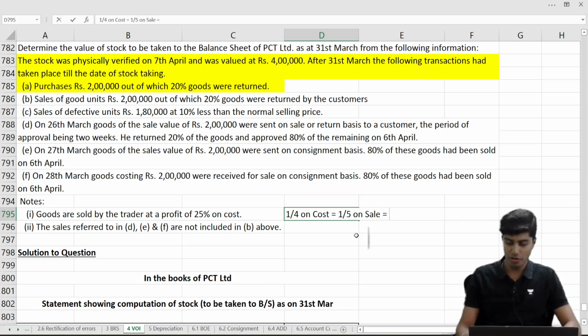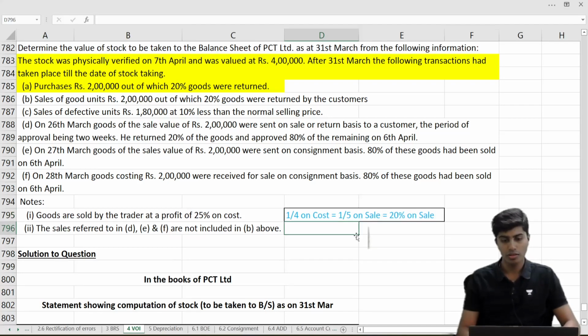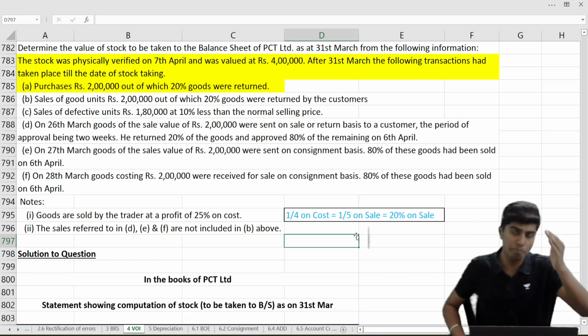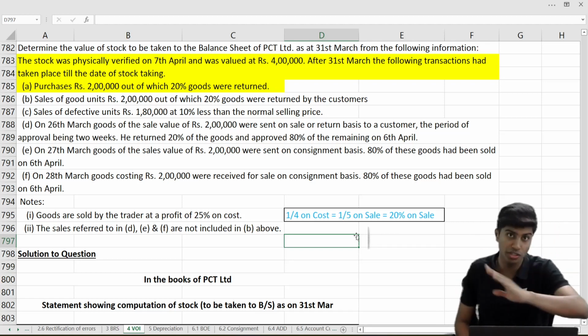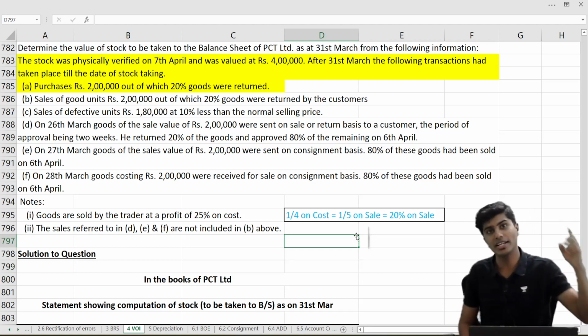Can I say 1 by 5 on sale is nothing but 20% on sales? I hope you are aware of this part. Yes, 1 by 4 is the margin on cost. 25% means 25 per cent, 25 divided by 100, which is 1 by 4. And on sale it is 1 by 5.